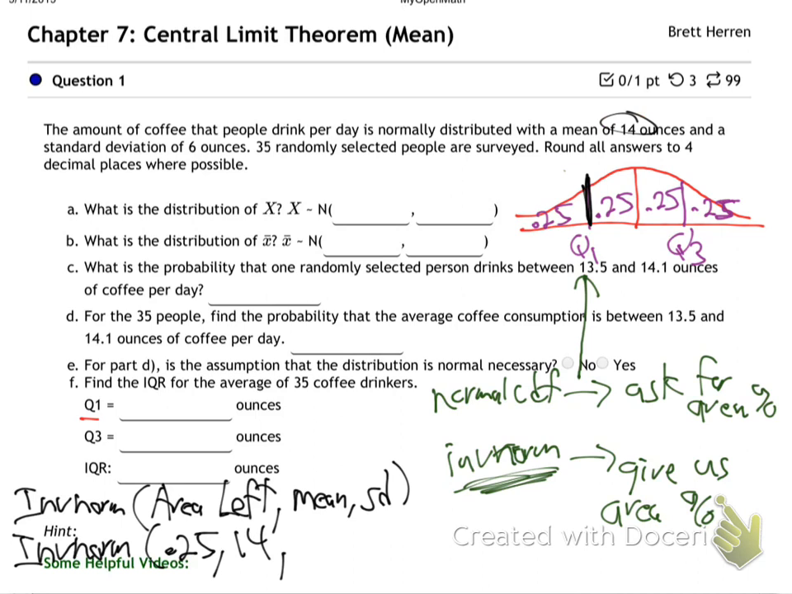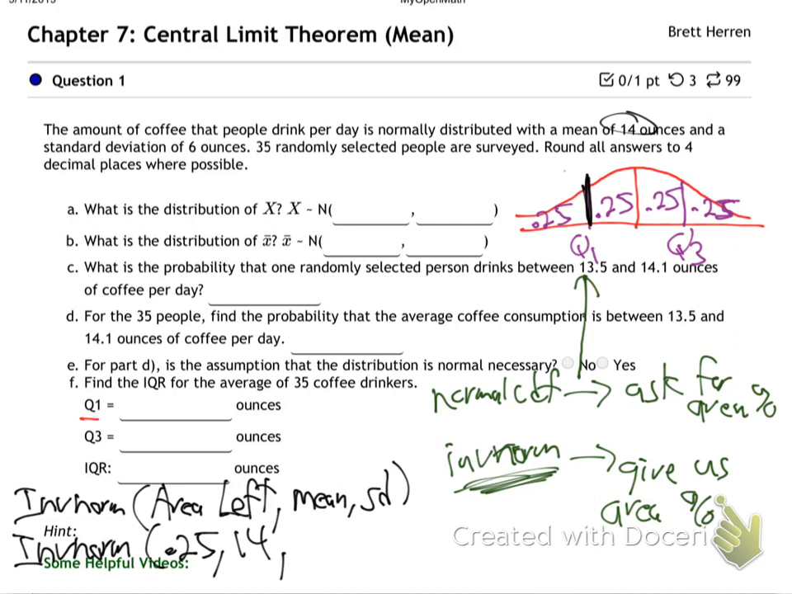Now, what's the standard deviation? Are we talking about the group of 35, or are we talking about individuals? That's what you want to keep straight throughout this chapter. They're going to keep going back and forth between individuals and groups. Individual, group, individual, group. And whenever they do a group, everything's the same. The only difference is that for a group, you just divide the standard deviation by the square root of n. That's the only difference at all.